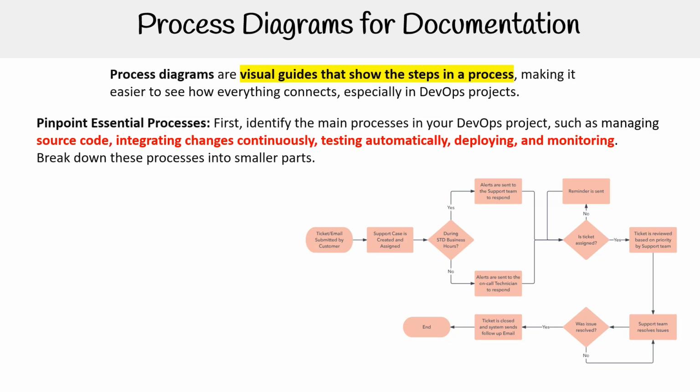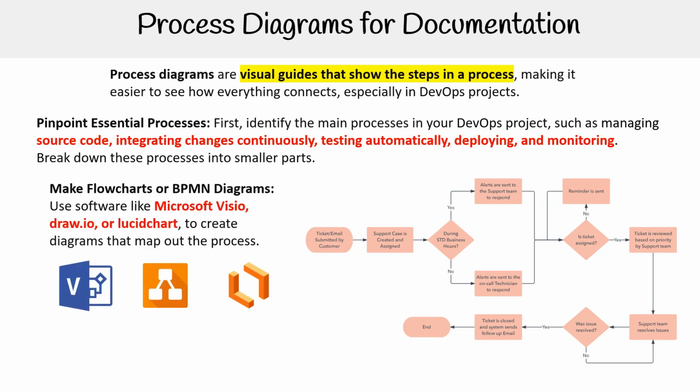Pinpoint essential processes. First, identify the main processes in your DevOps project, such as managing source code, integrating changes continuously, testing automatically, deploying, and monitoring. Break down these processes into smaller parts. Make flowcharts or BPMN diagrams, which stands for Business Process Model and Notation.